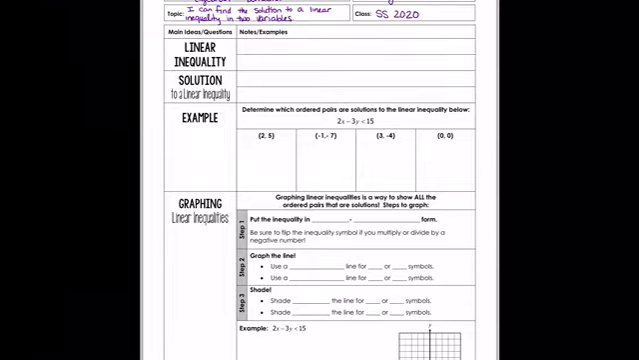Today, this is the second part of our lesson where we are looking at finding the solution to a linear inequality in two variables. So now we're going to have both x's and y's. So here's what we know.